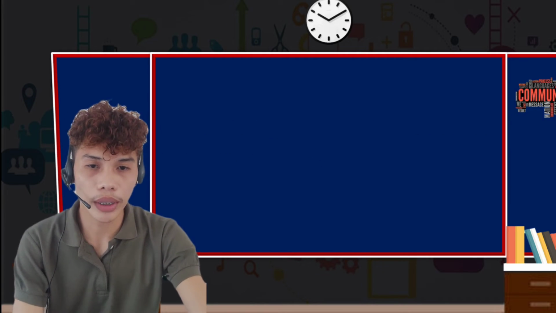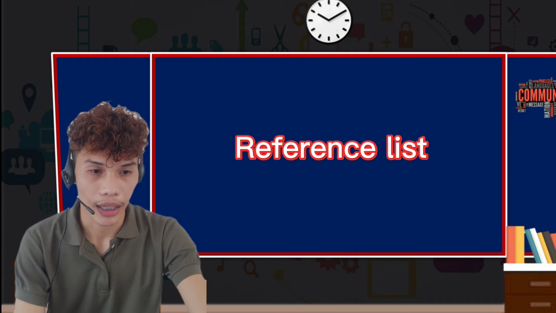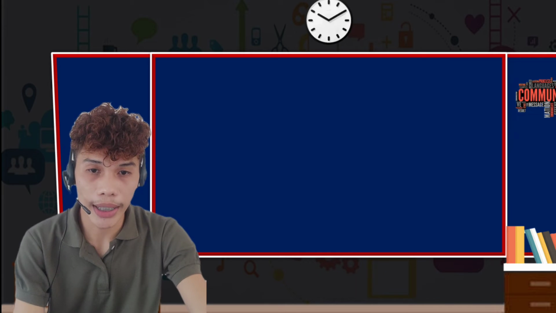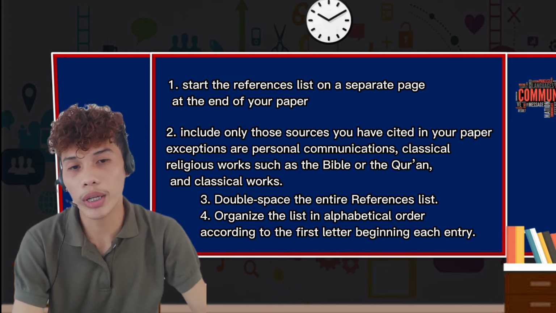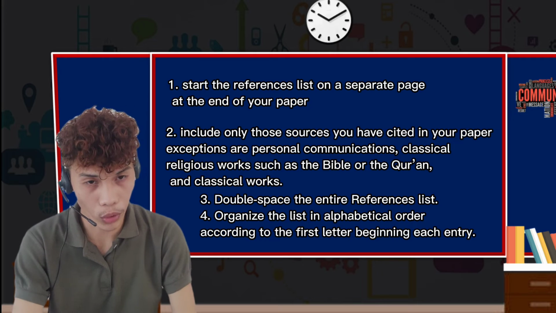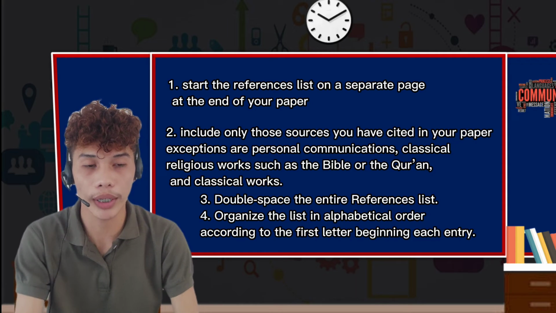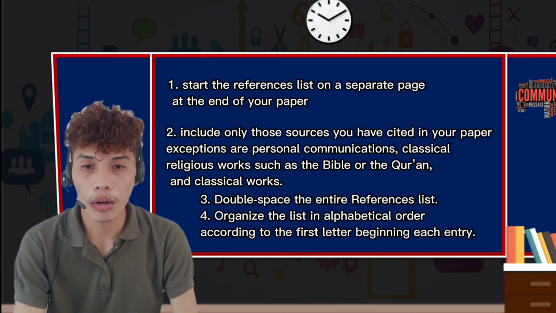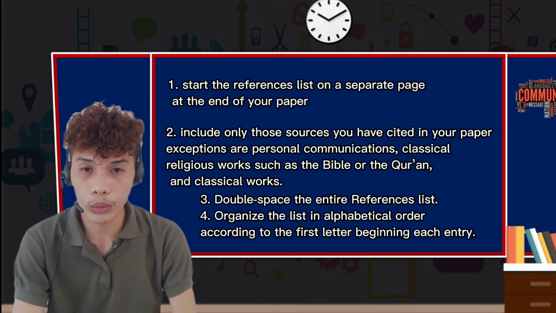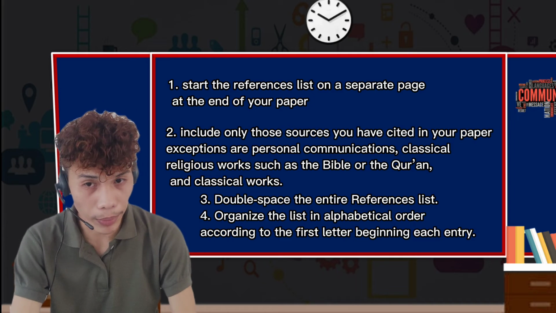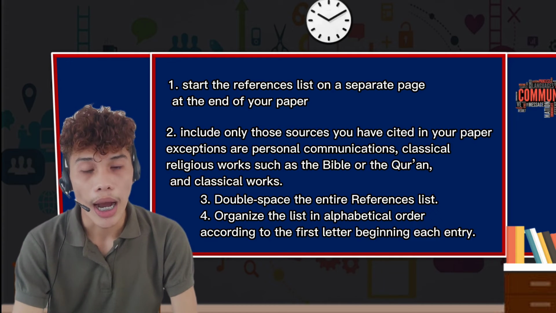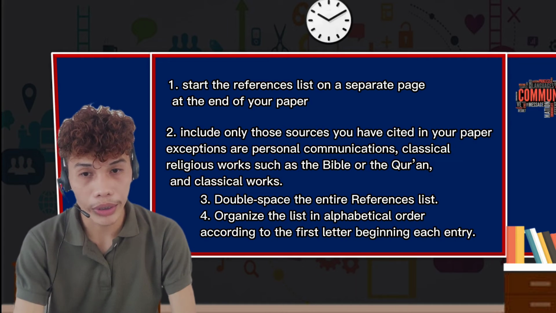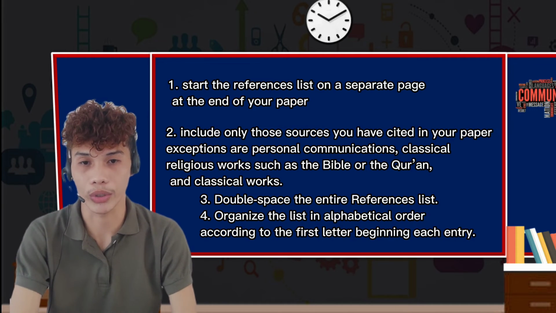Now let's proceed to creating a reference list. In creating a reference list, you have to start the reference list on a separate page at the end of your paper. Of course, it must be separated from the other chapters of your paper. Then you only include those sources you have cited in your paper. The exceptions are personal communications, classical religious works such as the Bible or the Quran, and any classical works. So these do not appear.